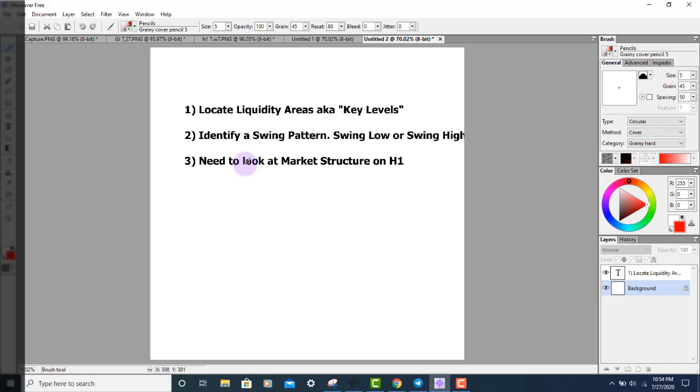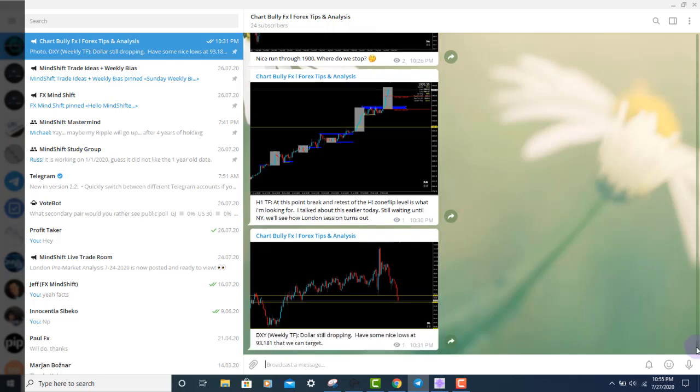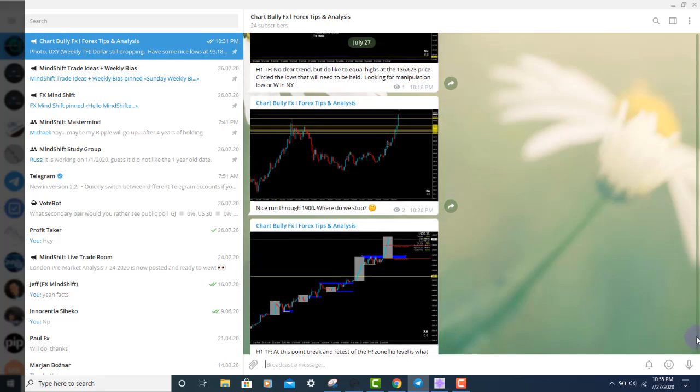And then the third thing I have is you look for market structure on the H1. So on the Telegram group, every day I break down the H1 time frame along with the daily, because I think that's the best way to find your intraday market structure, so that you know what you're looking for the following morning whenever you wake up to get on the chart.